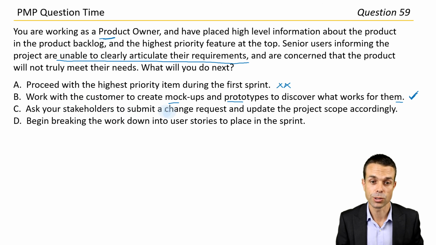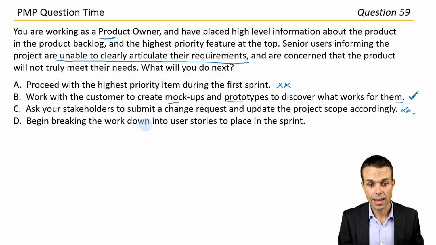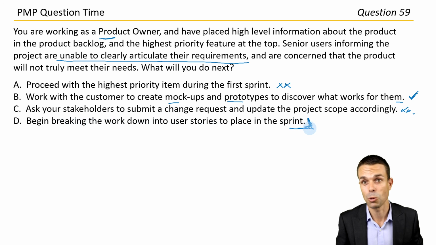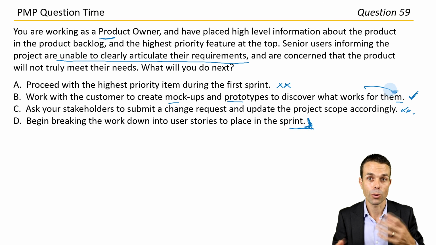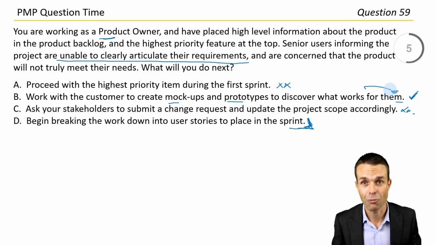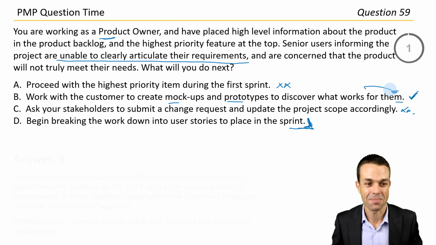Ask your stakeholders to submit a change request and update the project scope accordingly. Again, we need to articulate requirements, so let's say no for now. Begin breaking down the work into user stories to place into the sprint. That could work, but only if we're clear on what we're delivering, which is what requirements are. And to get that, we need a mock-up or a prototype or a wireframe or a storyboard so that we can get an idea of what it's going to look like and adjust that before we begin. I think for our purposes, let's go with answer B.